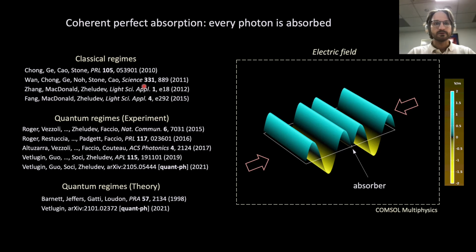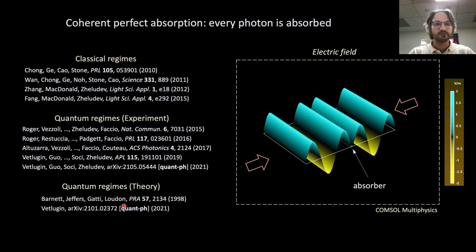The phenomenon of coherent perfect absorption was introduced in these two papers by Chong, Ge, Cao, Stone, and colleagues. Later, in the group of Nikolay Zheludev, the regime of coherent perfect absorption with a thin absorber was introduced. And these kinds of absorbers were used in coherent absorption with quantum light, for instance, in the group of Faccio and Coutier, where our group contributed as well. And here are the latest experimental results from our group, where we managed to control single photons by coherent absorption in quantum networks, and we demonstrated coherent absorption of entangled photons.